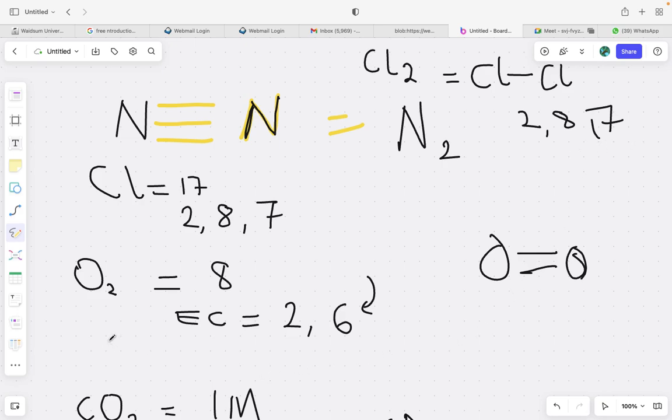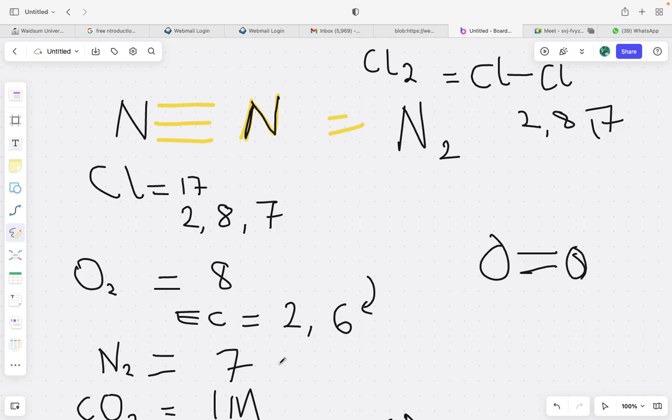But nitrogen, why does it have a triple bond? Because the atomic number, what's the atomic number of nitrogen? 7, right? Atomic number is 7. Yes, the arrangement in the periodic table is in position 7. Are you with me? Yes. Is in position 7.